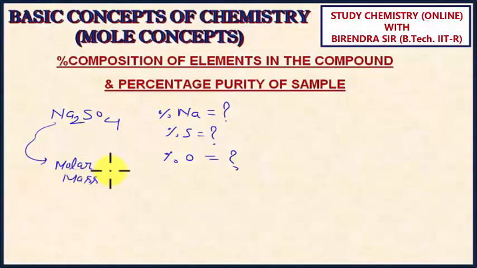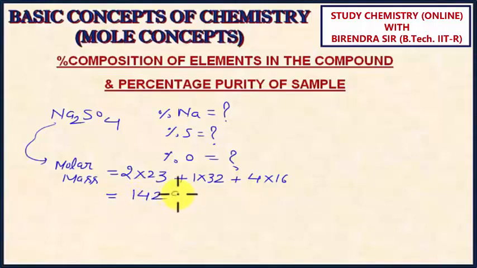Molar mass will be 2 into 23, 23 is the atomic mass of sodium, plus 1 into 32, 32 is the atomic mass of sulfur, plus 4 into 16, 16 is the atomic mass of oxygen. And this value comes as 142. So what can we say? Out of 142 grams, the contribution of sodium is actually 2 into 23, means 46 grams.